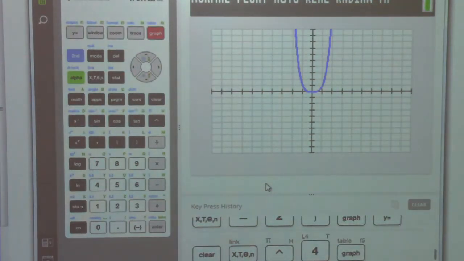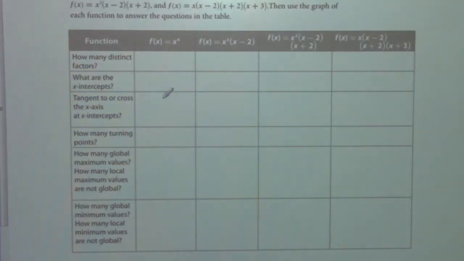So let's just go down the column here. It says, how many distinct factors? Well, we just have one, right? What are the x-intercepts? x equals 0. Does it touch or cross the x-intercepts? Just tangent, it does not cross. How many turning points? One turning point. How many global maximum values? None. Okay, no global max.